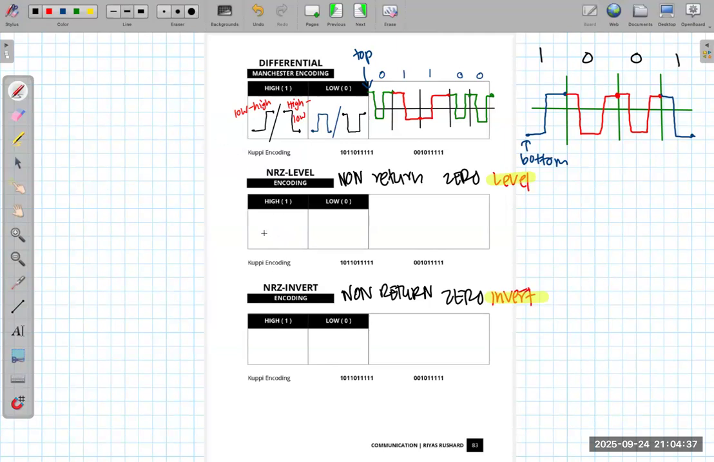If it's non-return zero level, high is like this, low is like this. It is exactly the opposite.